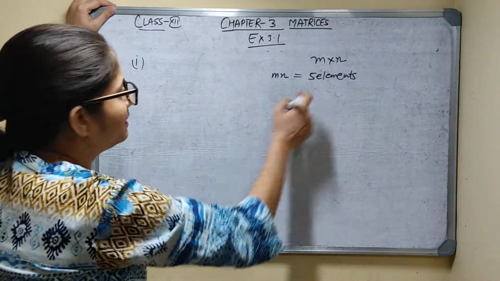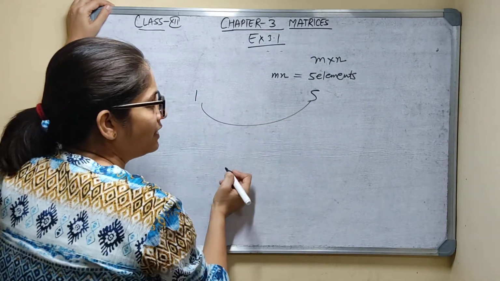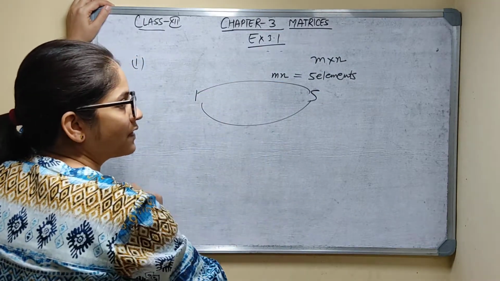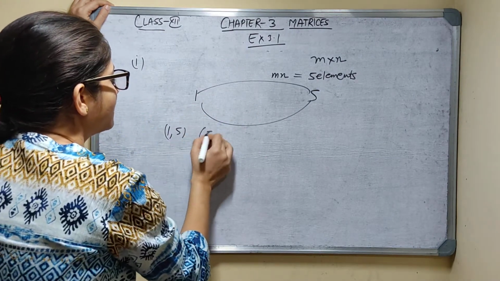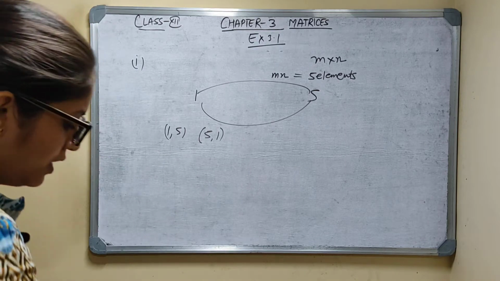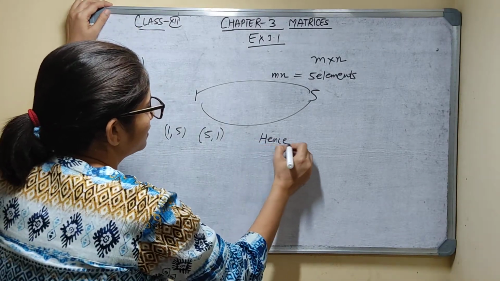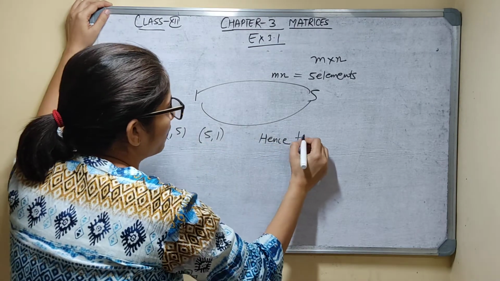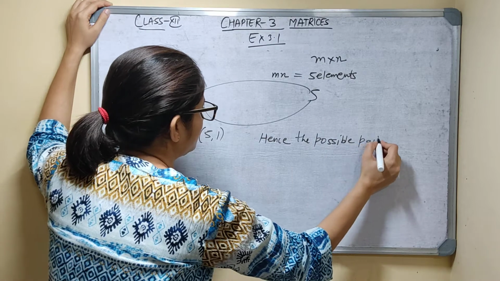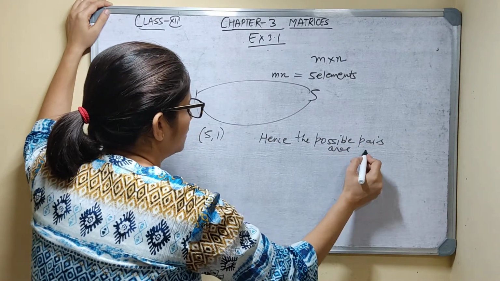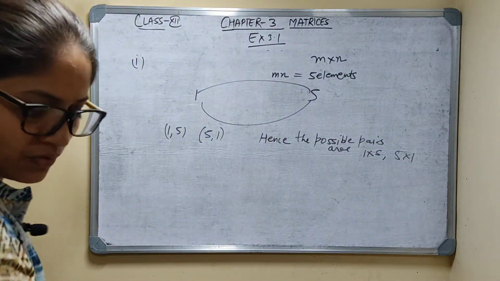So how to write with 5 elements? Write like this: 1, 5. 1 fives are 5, right? And 5 ones are 5. Other than that I can't write anything. So one ordered pair is 1, 5, the other ordered pair is 5, 1. Is it clear? Hence the possible orders are 1 into 5 and 5 into 1. Like this you have to solve.